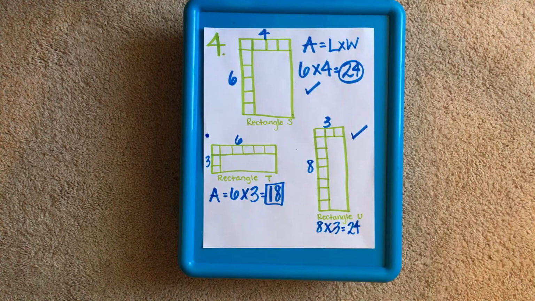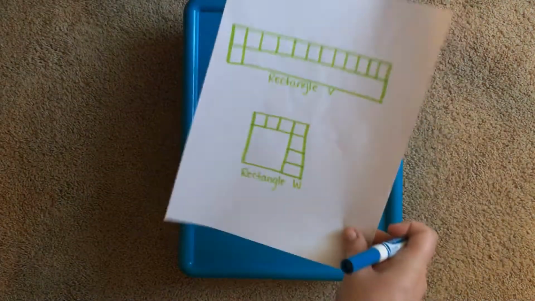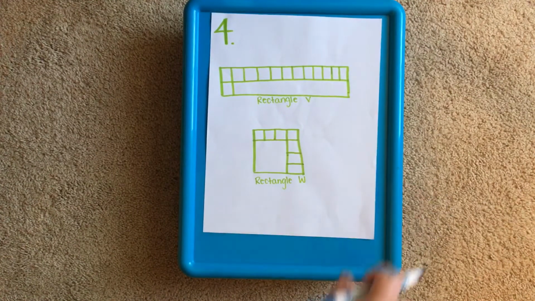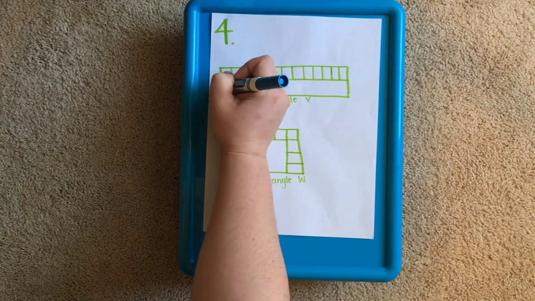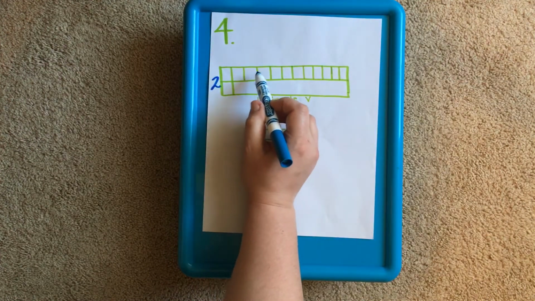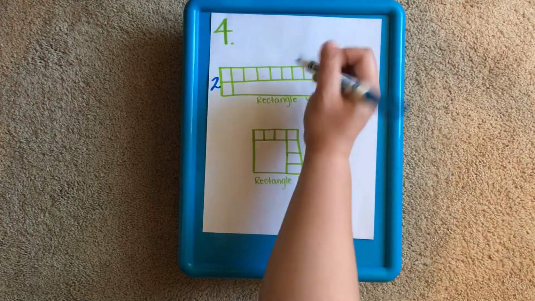Just like with the other two, whether we know that because of equal groups or arrays, we figured out that 8 times 3 is 24. Now let's look at the next two rectangles. All right, so I got this one, our last two. Keep counting, guys. So we just got to look. We have 1, 2 going down, and then 1, 2, 3, 4, 5, 6, 7, 8, 9, 10, 11, 12.